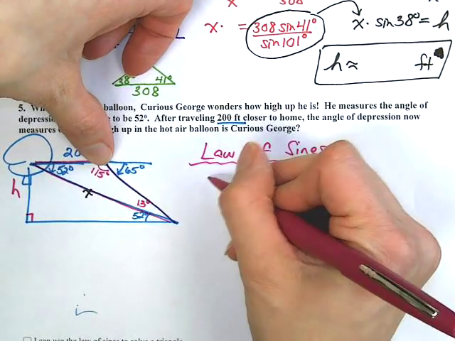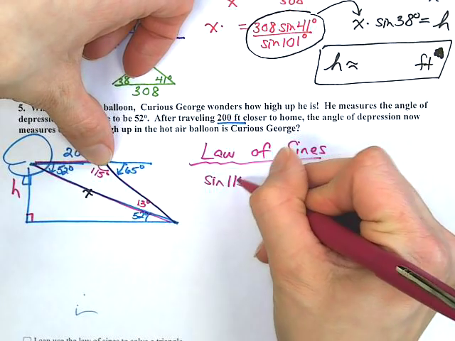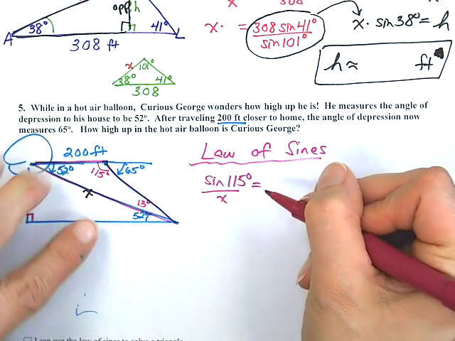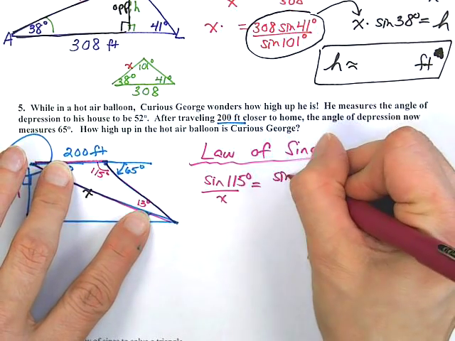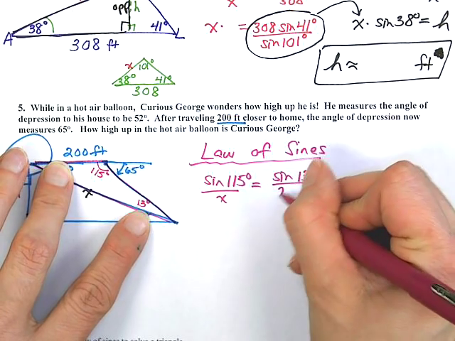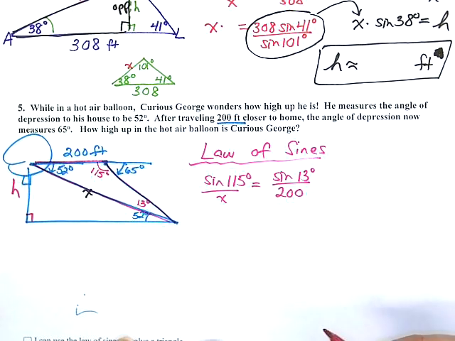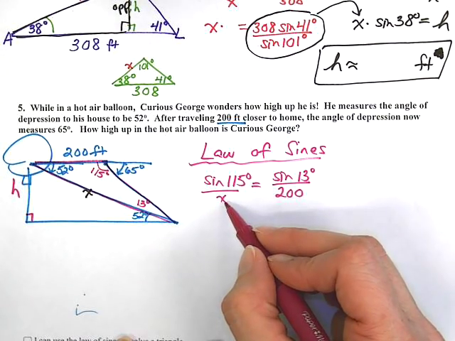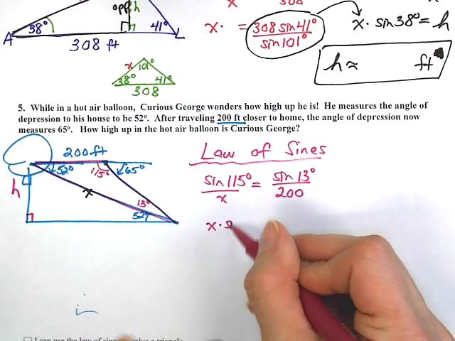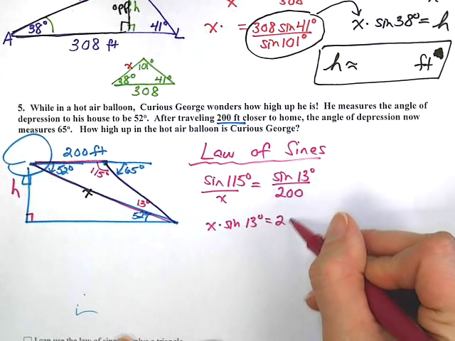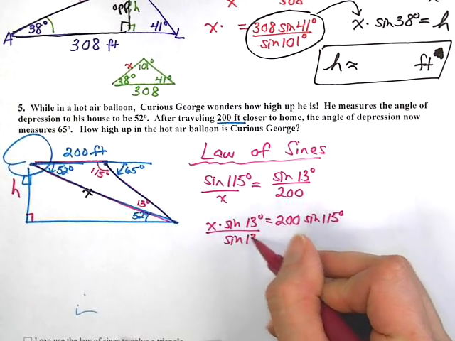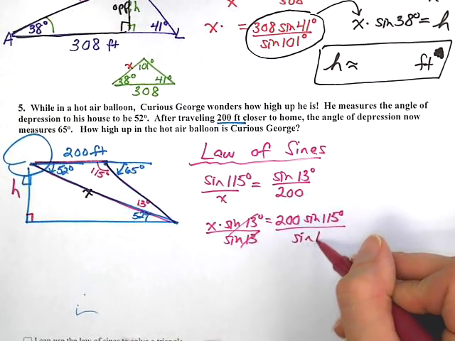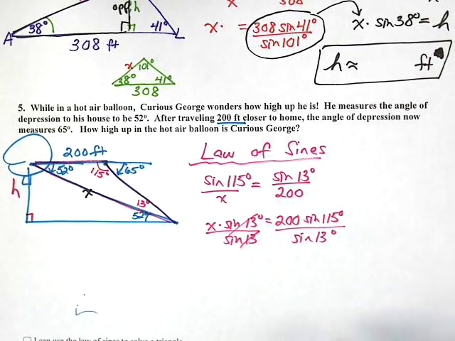All right, let's start with sine of 115 degrees goes with x, and then I have to use the side that I know, I'm going to have to do sine of 13 degrees over 200. We're going to cross multiply there. X times sine of 13 equals 200 times sine of 115, and divide both sides by sine of 13 degrees. Okay, so I could find this calculation for that side right there.